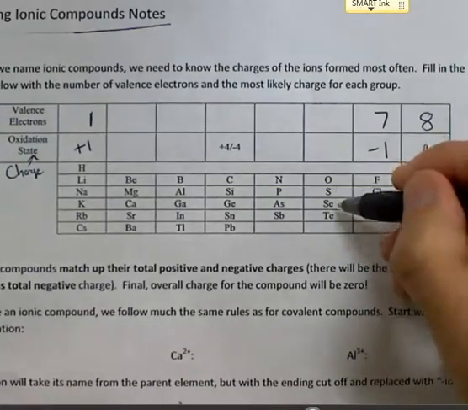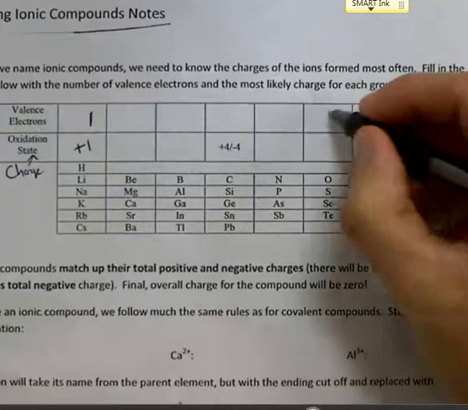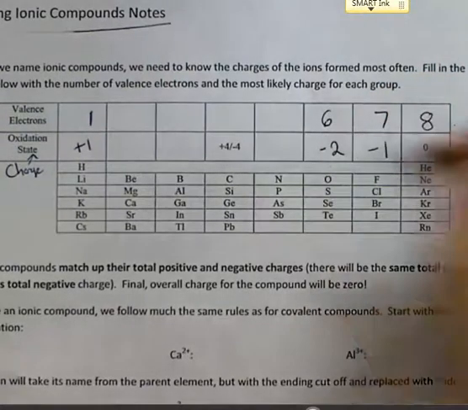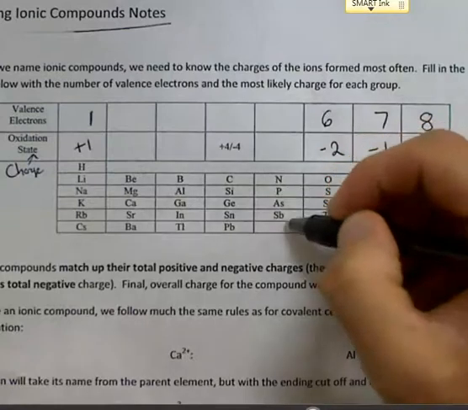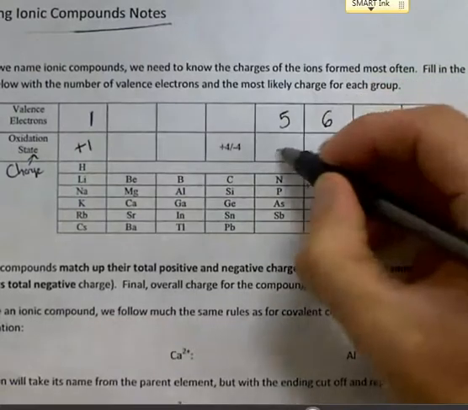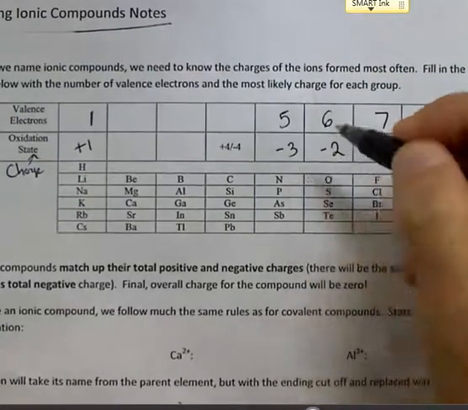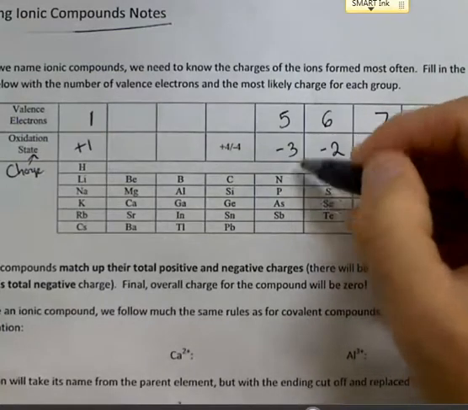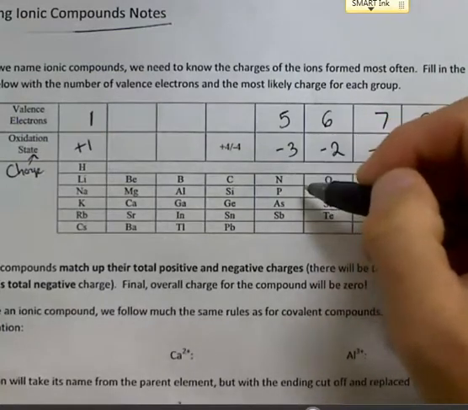Oxygen, sulfur, selenium, and tellurium all have 6 valence electrons, so they need to gain 2. Nitrogen, phosphorus, arsenic, and antimony, when they are in an ionic compound, have 5 valence electrons. They are going to gain 3 electrons to end up with their 8. So these guys in an ionic compound will always have a -3 charge.